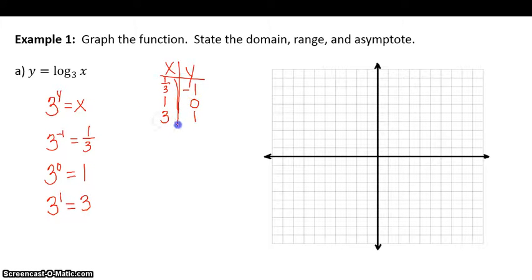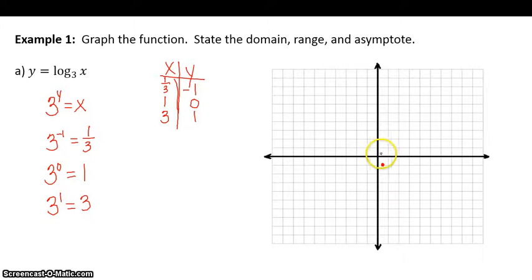So that's how I come up with my table of values. First I took this log form, changed it to exponential form using the definition. Then I picked values of y, which were -1, 0, and 1, and plugged them into the exponential form so then I can get the corresponding x's. Now I have 3 ordered pairs that I can graph. So the first one, I go over 1/3 and then down 1.